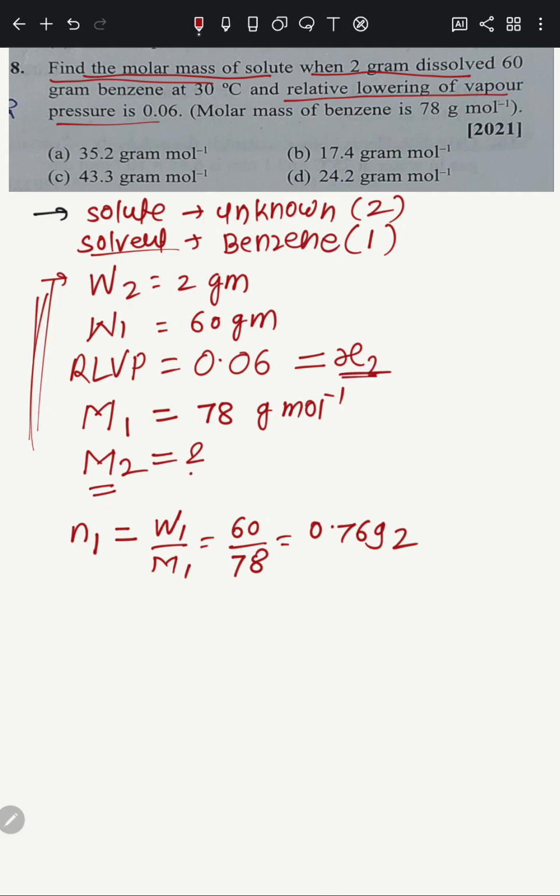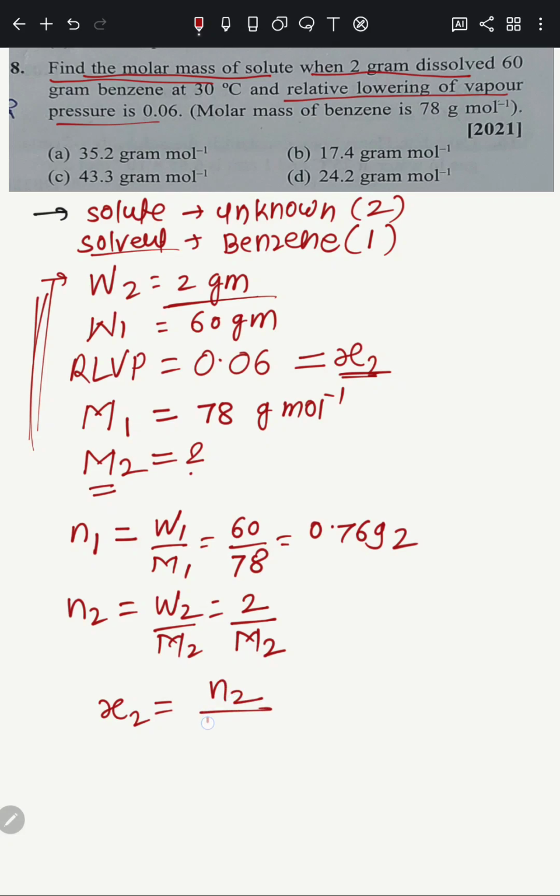Because X2 is available. X2 means N2 upon N1 plus N2. Now N2 I am going to find out. For that purpose W2 upon M2 is required. But the problem is what? W2 we have, that is 2 gram. M2 we do not have, so we will write M2 only. Now by putting this value into X2, it is N2 upon N1 plus N2, and we have the value of X2, that is 0.06. RLVP is nothing but X2.